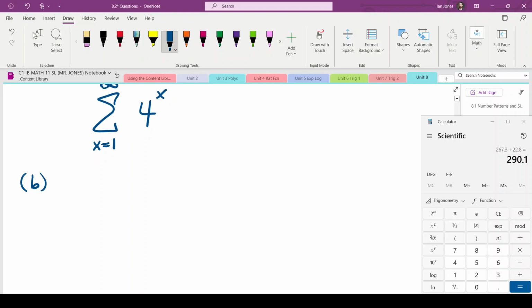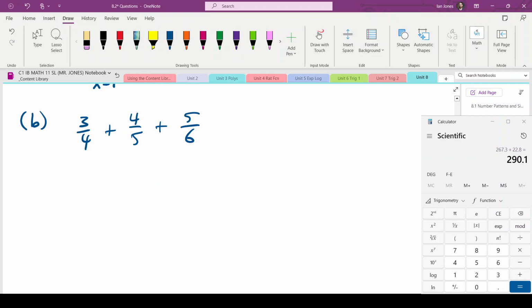We have 3/4 plus 4/5 plus 5/6. Stop. Okay. So I have to think, what's the pattern? And if you look at it for a bit, you may say, oh, the pattern is the numerator is going up by 1 each time.